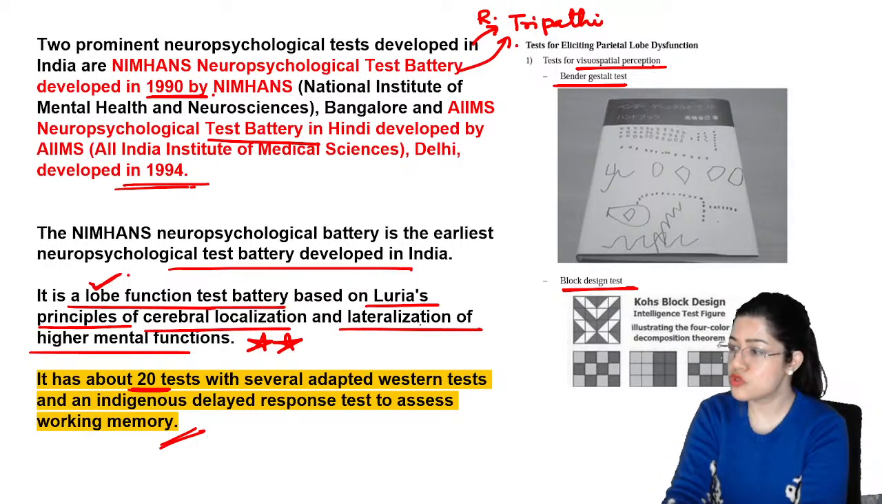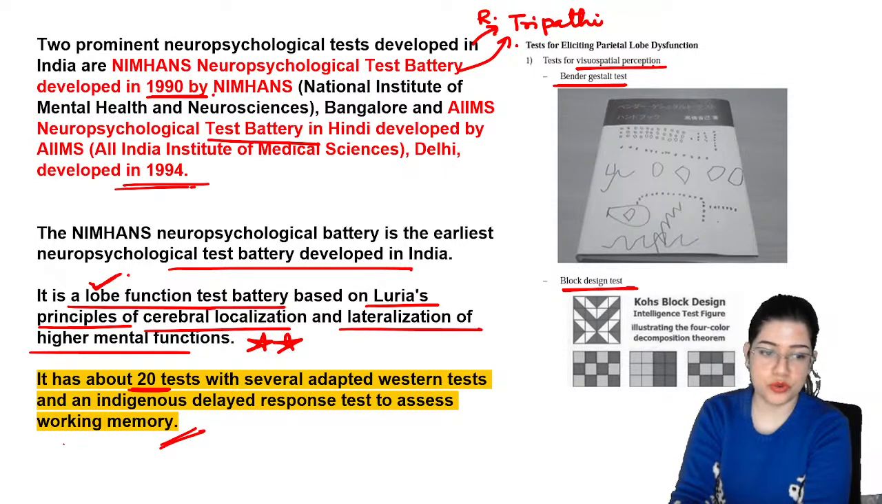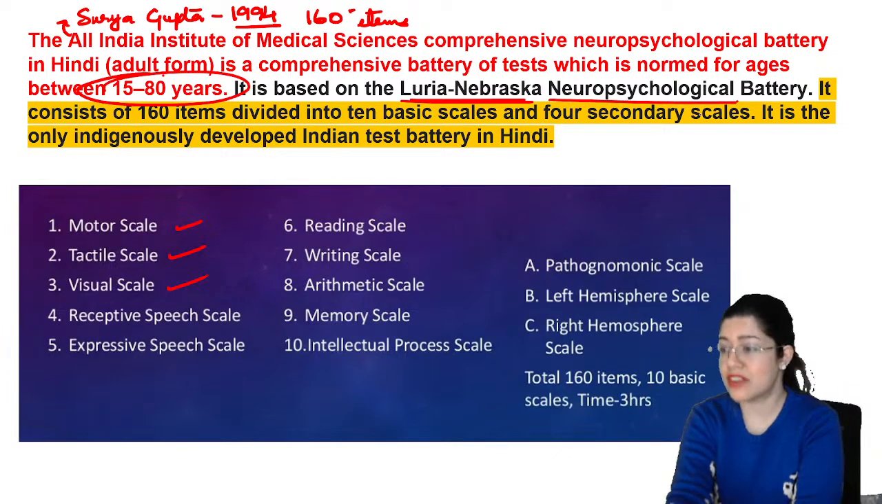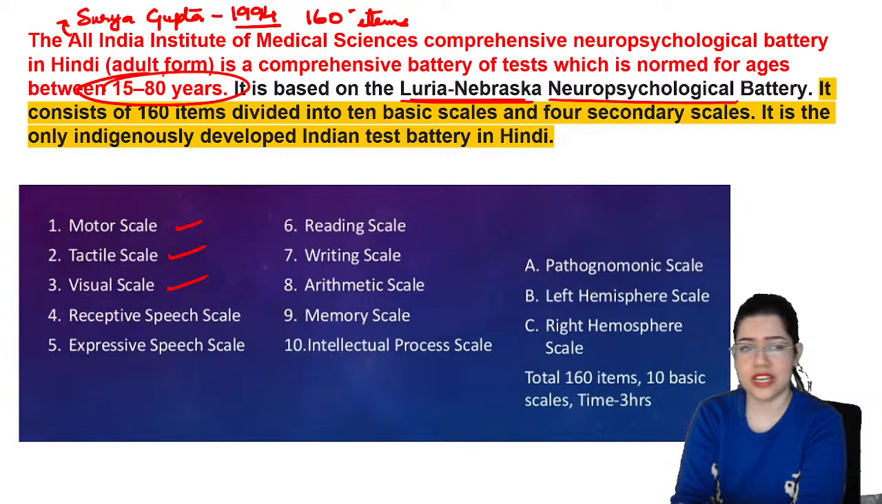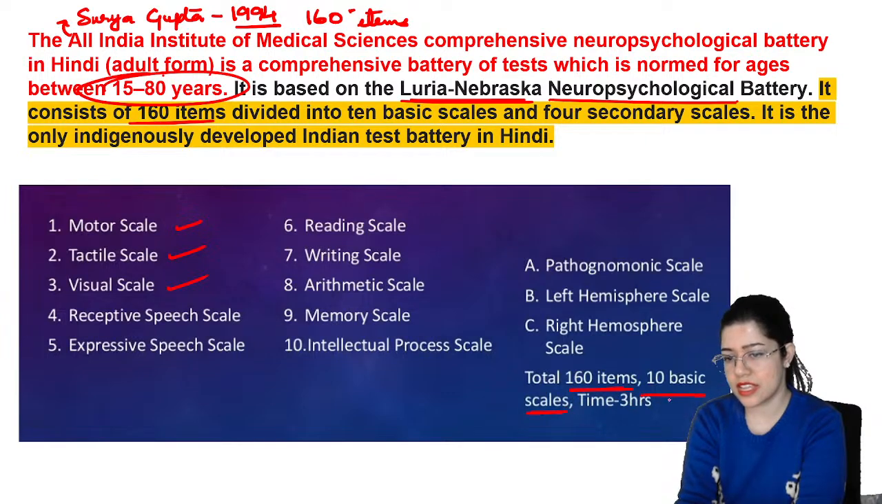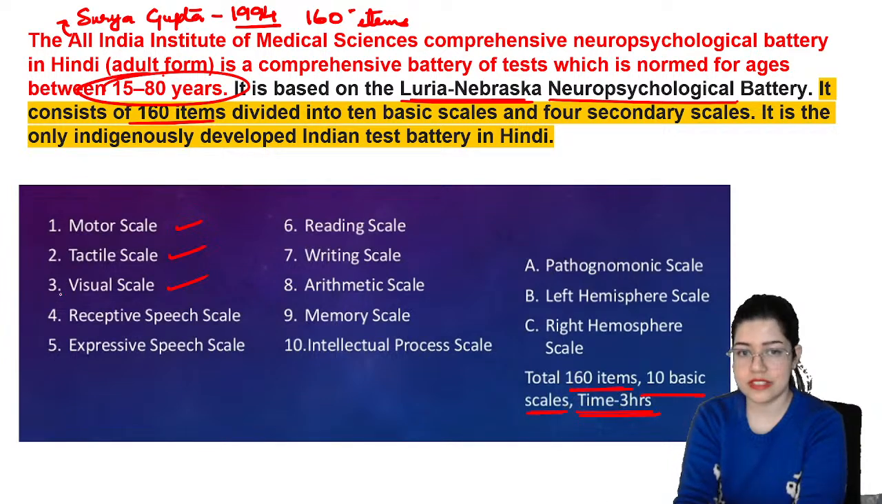Can I say this is also based on your Luria Nebraska battery? Yes, absolutely. This is also based on your Luria Nebraska neuropsychological battery and you will see the age range is around 15 to 80 years. It consists of 160 items. Here there are 160 items and 10 basic scales. It takes 3 hours of time here. It takes 3 hours to actually go ahead and complete this test.